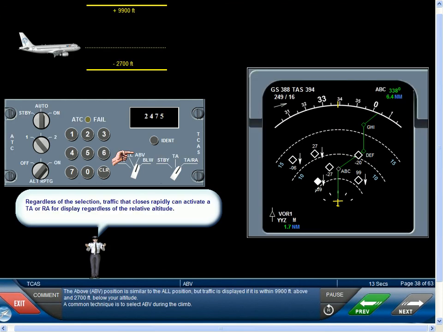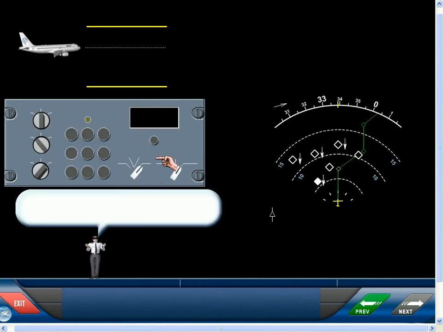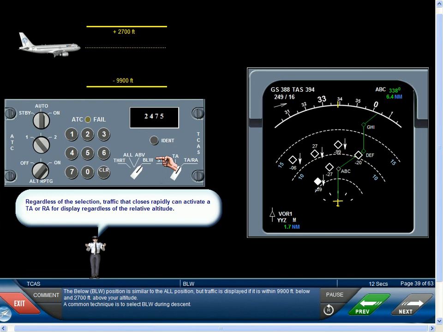The Above position is similar to the All position, but traffic is displayed if it is within 9,900 feet above and 2,700 feet below your altitude. A common technique is to select Above during the climb. The Below position is similar to the All position, but traffic is displayed if it is within 9,900 feet below and 2,700 feet above your altitude. A common technique is to select Below during descent.